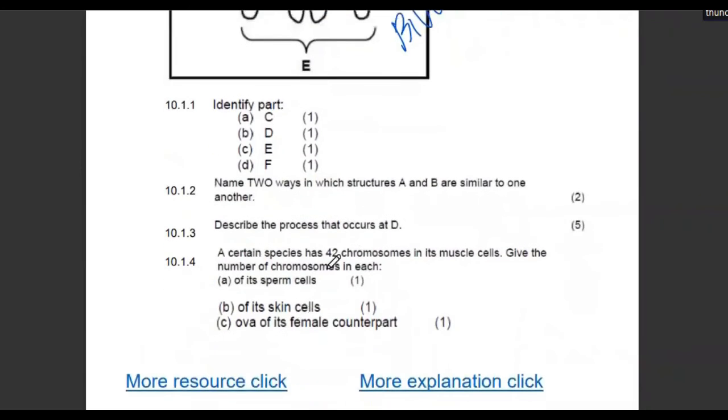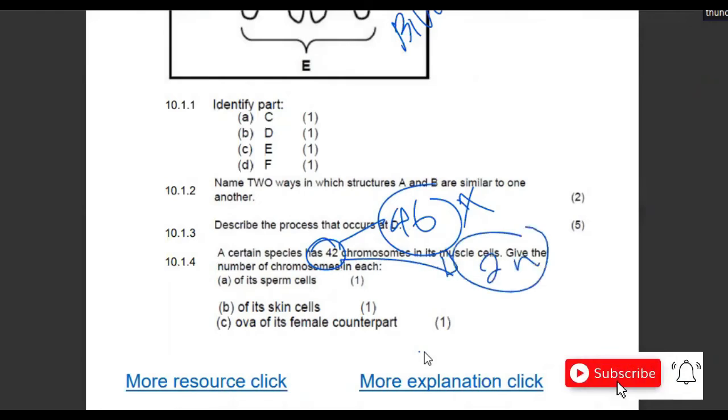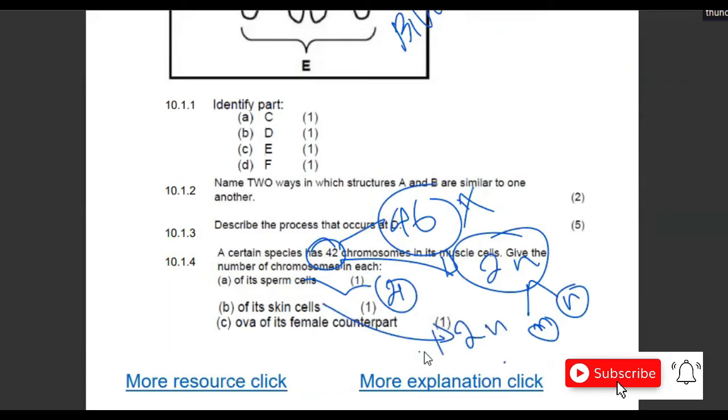I explained it before. This is where tricky things come from. They're saying a certain species has 42 chromosomes. They're not saying it's human, so don't talk about 46. Yes, please don't talk about 46. They are saying 42. The muscle cell, remember muscle cells are autosomes, they're always 2n. Give the chromosome number of each sperm cell. So it's going to be half because a sperm cell is 1n. Therefore, the answer here is going to be 21. The skin is autosomal, it is 2n. Therefore, it's going to be 42. And then the ovum of the female counterpart is the same thing, 1n, which is 21.